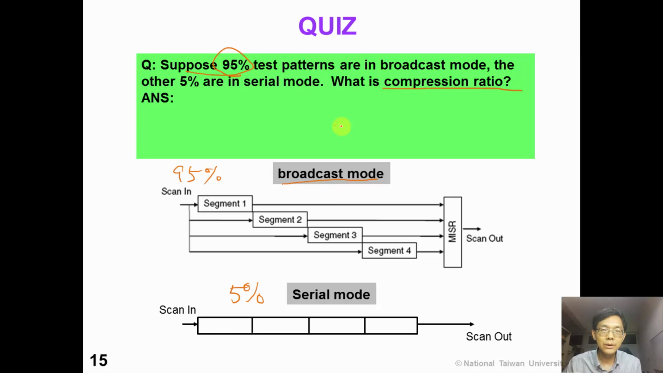Okay, are you ready for the answer? So, suppose the original data volume is 4. If we apply the broadcast mode for 95% of the test patterns and the serial mode for the remaining 5%, then the compression ratio is almost 3.48. Have you got it correctly?